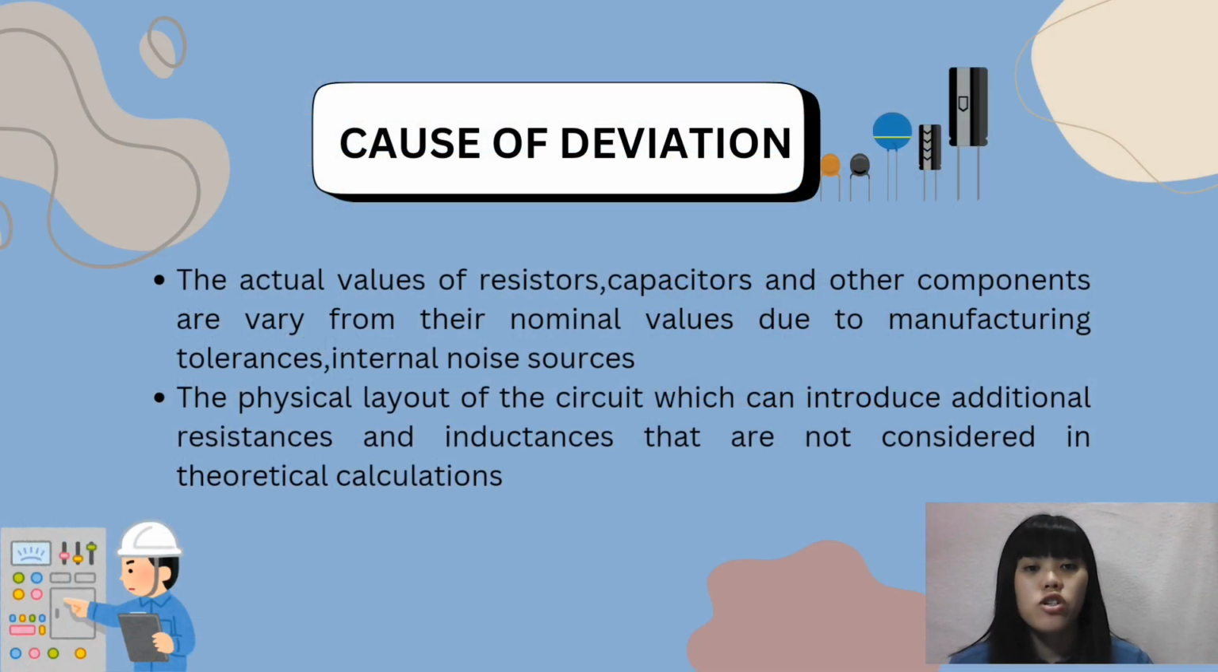The cause of deviation between the calculation method and theoretical method is that the actual values of resistors, capacitors, and other components vary from the nominal values due to manufacturing tolerance and internal noise sources. Besides, the physical layout of the circuit can introduce additional resistance and inductance that are not considered in the theoretical calculations.